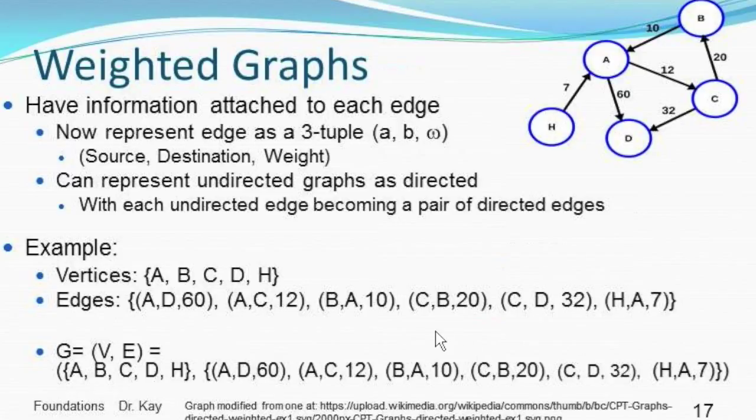And again, we can represent a weighted graph as a two-tuple, as a pair, where we have the vertices and the edges. Both of these are sets. Our vertices are just a set of elements. And our edges are going to be a set of three-tuples. And there's all my three-tuples.